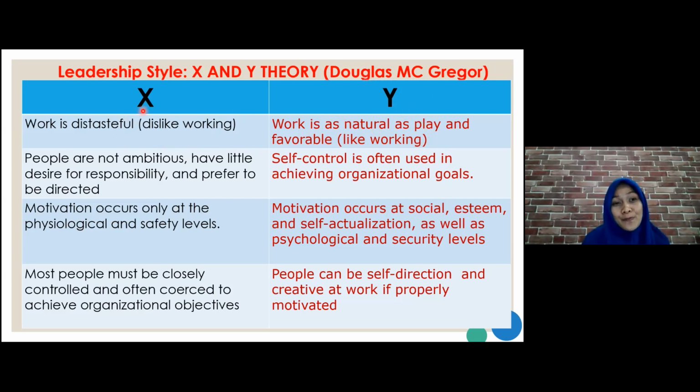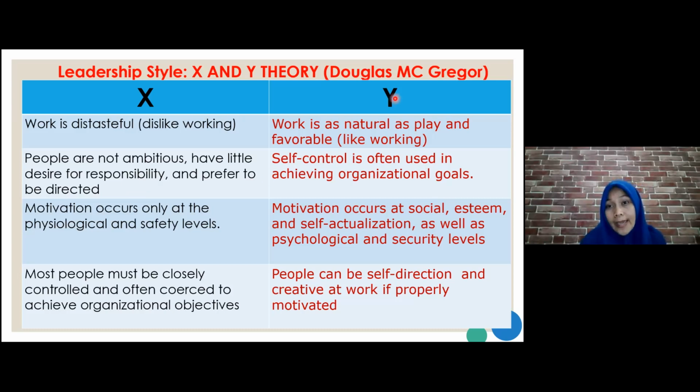It's the Y person. The X worker thinks that people are not ambitious, have little desire for responsibility, and prefer to be directed. I will work if my boss directs me. I will do it if my boss instructs me. If he doesn't instruct me, I'm doing nothing. I don't have any ambition for getting anything.